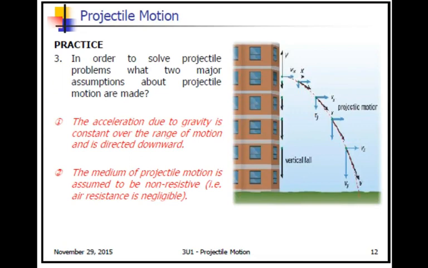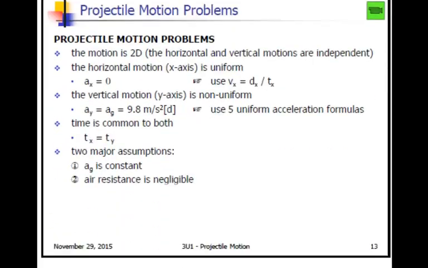So to solve these types of problems, these projectile motion problems, we assume that acceleration is due to gravity and that it's constant and that the direction of gravity is down. We assume that there is no air resistance either. In more complicated courses, you might see air resistance being taken into account, but that won't happen in your high school career.